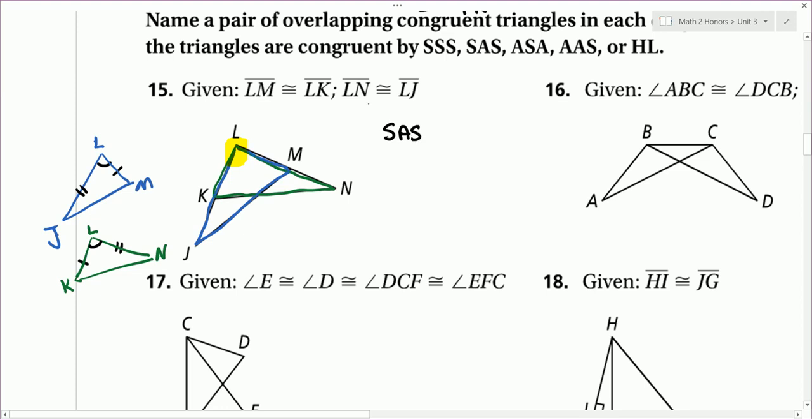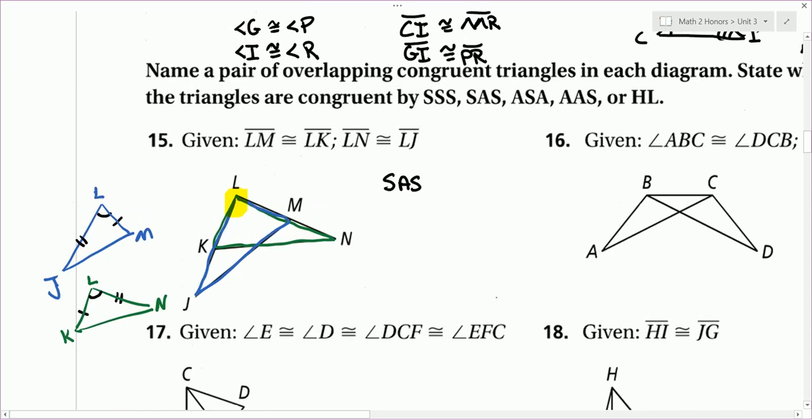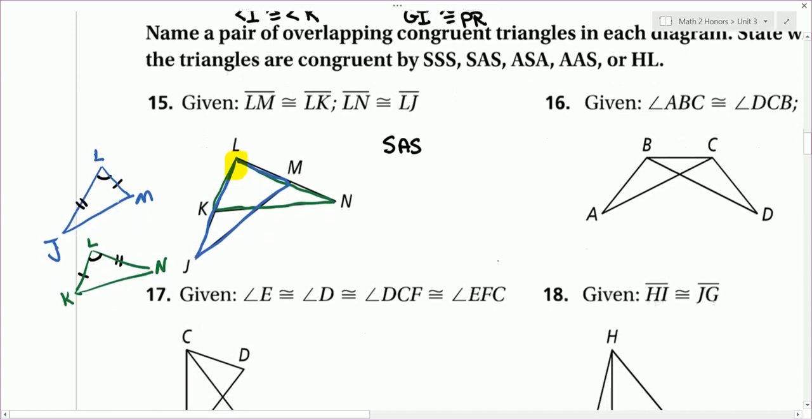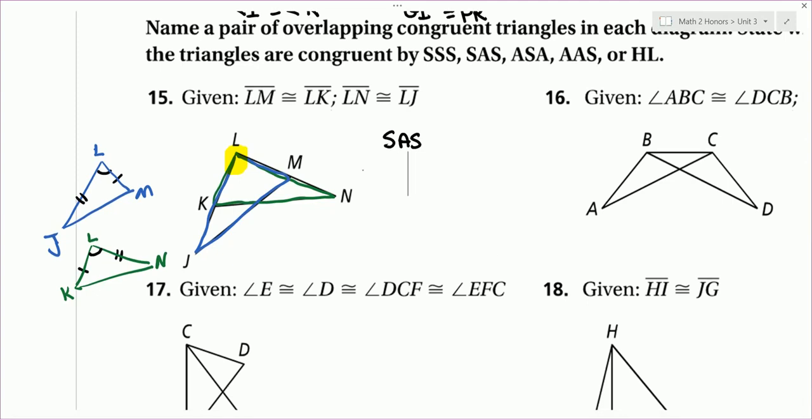But it says to name a pair of overlapping congruent triangles. So we're going to give a congruence statement. Triangle JLM is congruent to triangle, now be careful here, J would go with N, so N, L, K, in that order. The order I choose for my first triangle, JLM, I could have chosen LJM or MLJ, doesn't matter. But once you establish that first order, the second order has to line up with the first one.